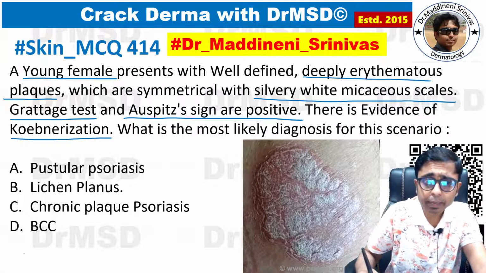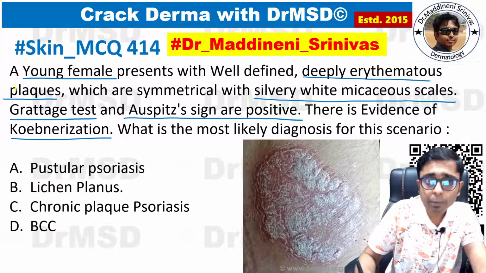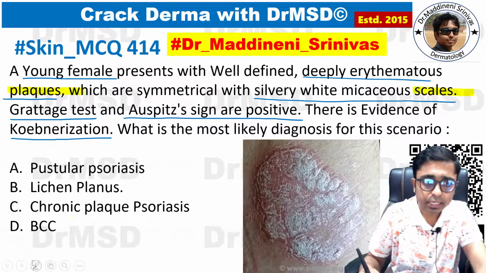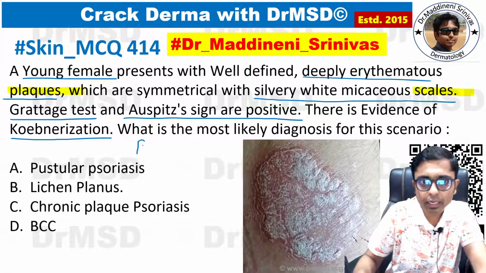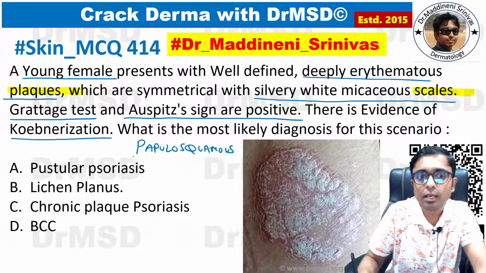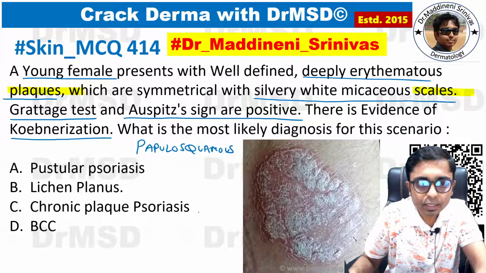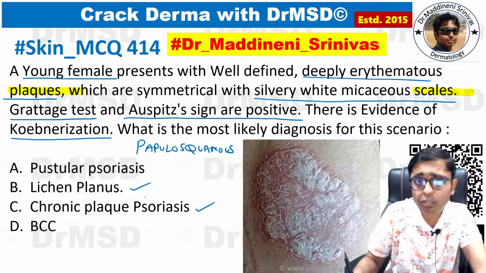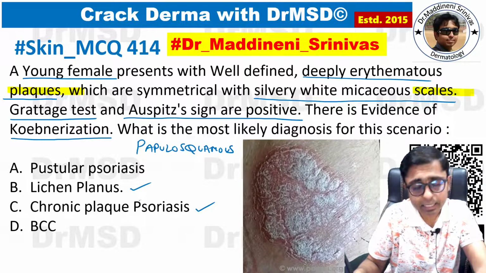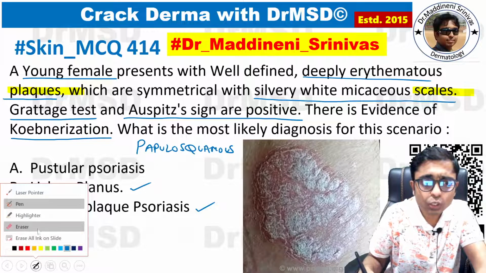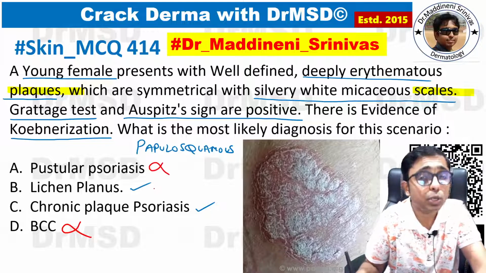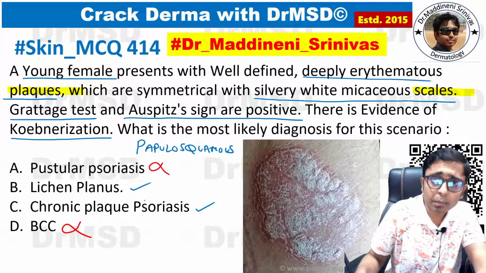By the clues which are mentioned here, that is there are plaques and there is scaling. So this kind of lesions, whenever they are present, you simply categorize them under papulosquamous disorder. And among the given options, option C, option B, both of them can be kept under papulosquamous disorder because they can have these plaques and also there will be scaling in these diseases. And basal cell carcinoma is not going to have any papulosquamous lesions, and pustular psoriasis basically will have pustular lesions rather than papules and plaques.